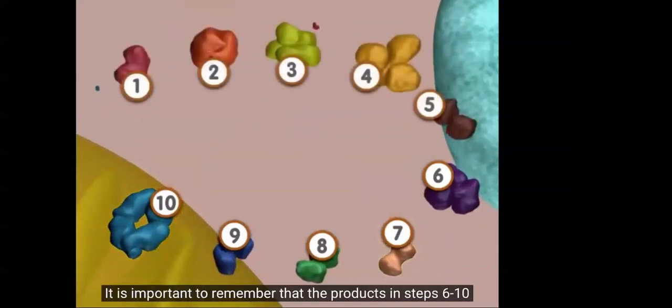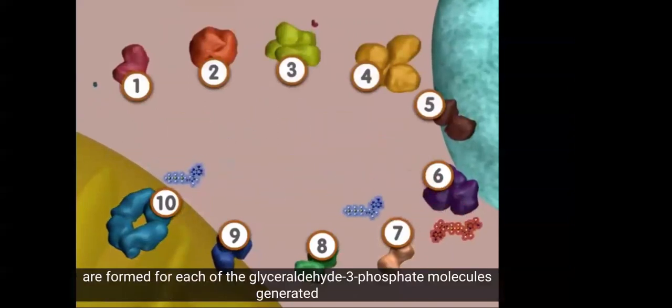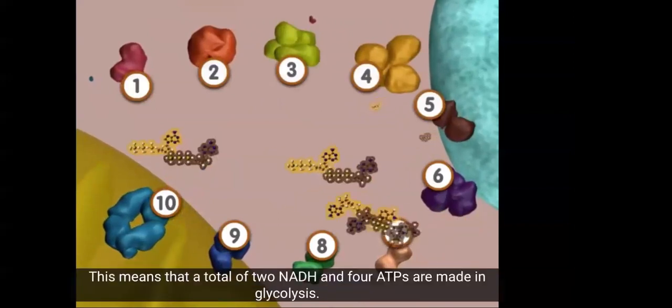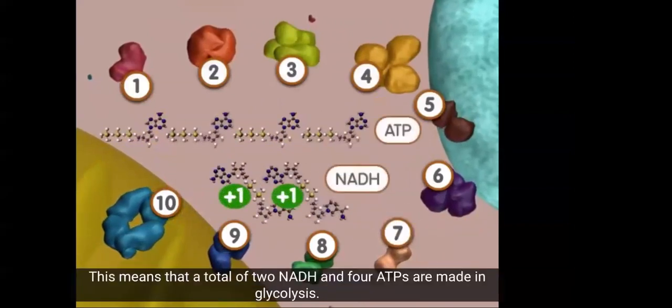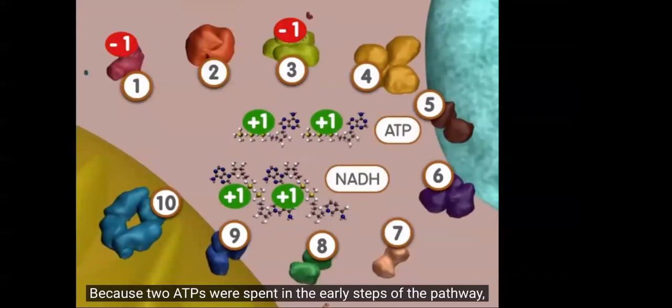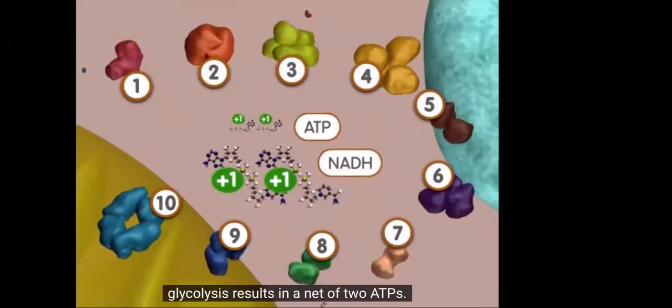It is important to remember that the products in steps 6 through 10 are formed for each of the glyceraldehyde 3-phosphate molecules generated in steps 4 and 5. This means that a total of 2 NADH and 4 ATPs are made in glycolysis. Because 2 ATPs were spent in the early steps of the pathway, glycolysis results in a net of 2 ATPs.